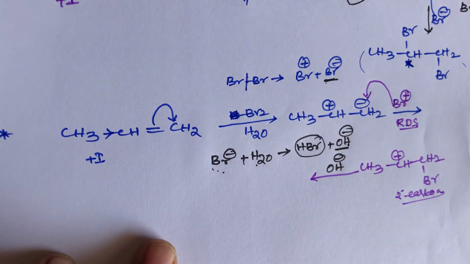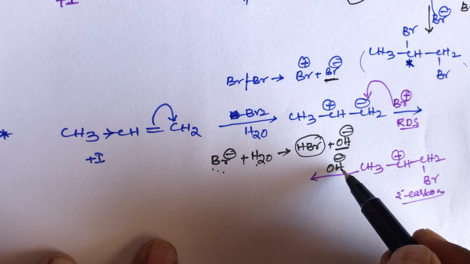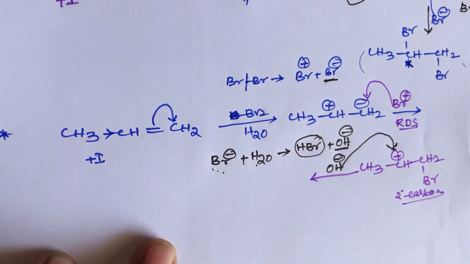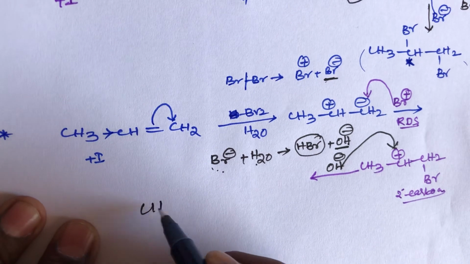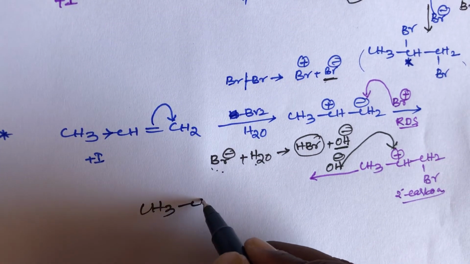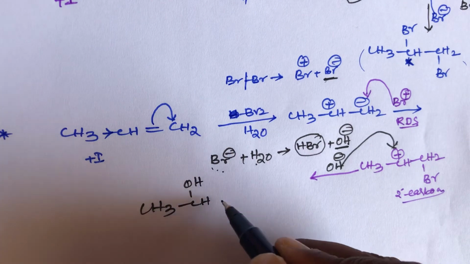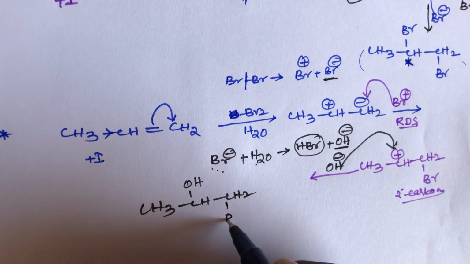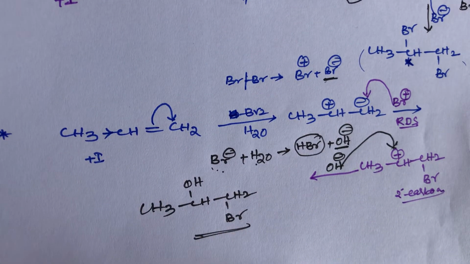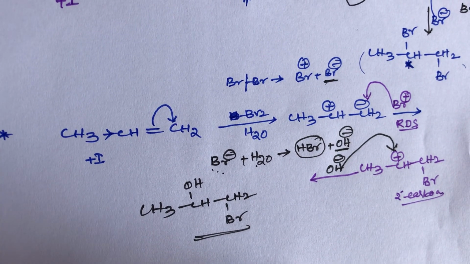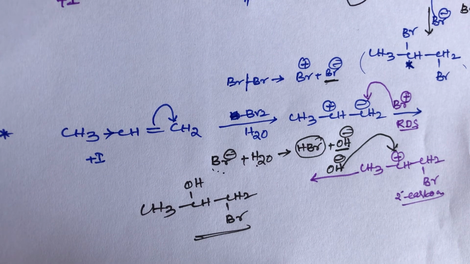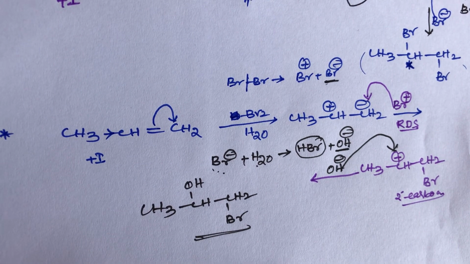This OH minus is a strong nucleophile. This OH minus will attack the positive charge species side. So we get the final product, CH3 CHOH then CH2Br. This is the final answer. So that is the halogenation of alkenes in the presence of polar solvent and non-polar solvent. Both of these are anti-addition reactions, students. This is halogenation.